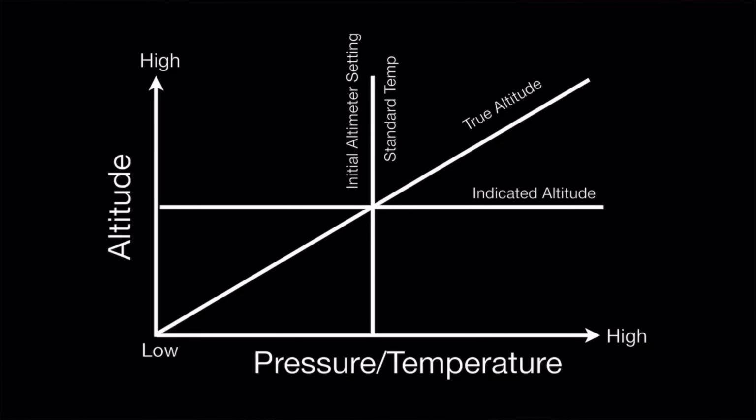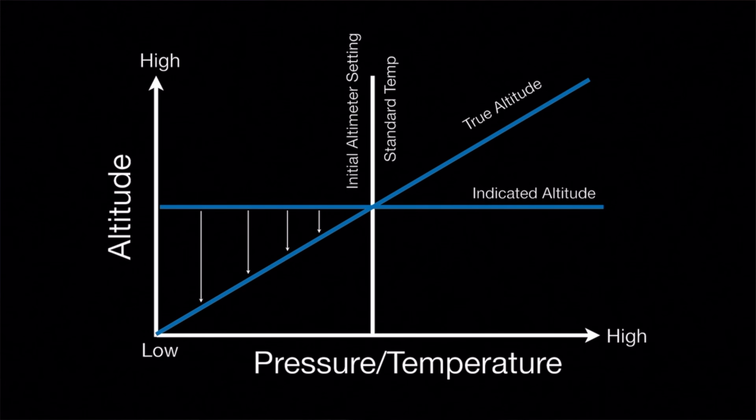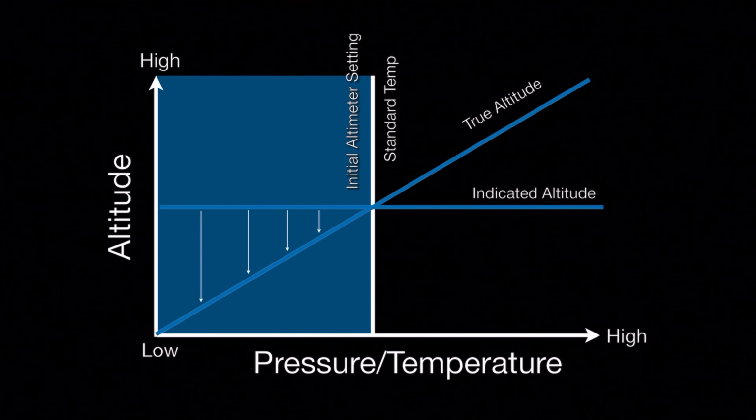Let's try a slightly different question. Under what conditions would true altitude be lower than indicated altitude? Using our chart, that would be any time the true altitude line is below the indicated altitude line. Therefore, we can see that that would be true when the pressure lowers in flight without resetting the altimeter, or when temperatures are lower than standard. For more practice, feel free to use this chart to indicate what will happen if the temperature is higher than normal. I'll leave the answer in the description.